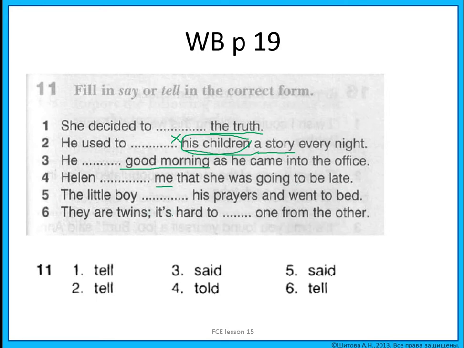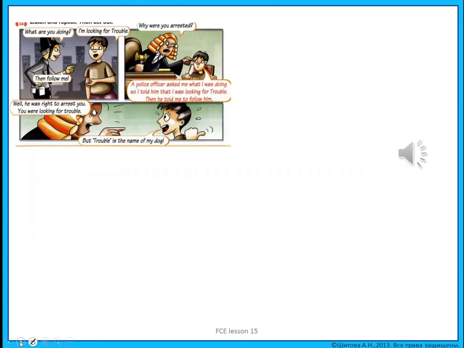Then the little boy said his prayers, прочитал молитву, so it's a set expression. They are twins. It's hard to tell one from the other, отличить одного от другого. So it's a set expression. Next, here you have another example of a dialogue, so listen to it, okay?